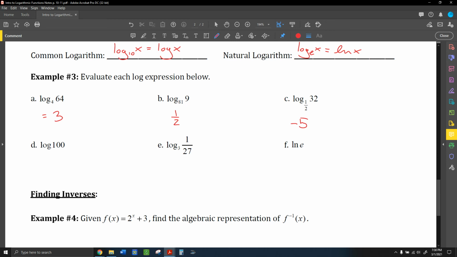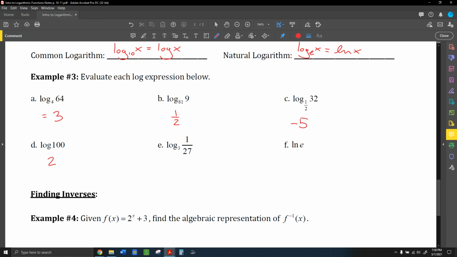Letter D, log of 100. Again, there's no log base written here, so we can assume that it's the common log, or log base 10. So what power do we raise 10 to get to 100? The answer is 2.